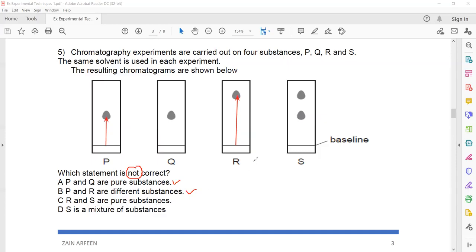R and S are pure substances. R is pure, but S is not pure because there are two spots. So this is not the right statement. And S is a mixture of substances. That's true because there are two or more spots. Whenever there are two or more spots in a chromatogram, it means that substance is not pure. It is a mixture. So C is the right answer for question 5.